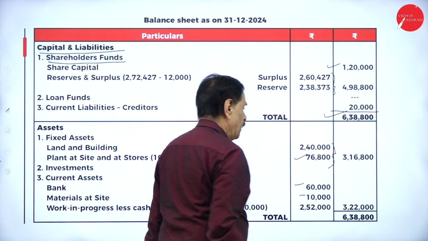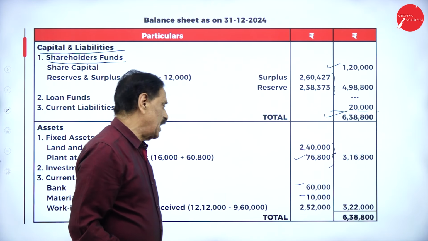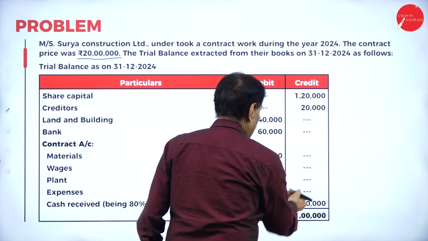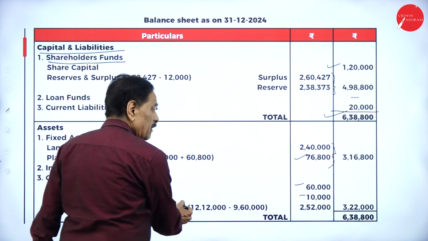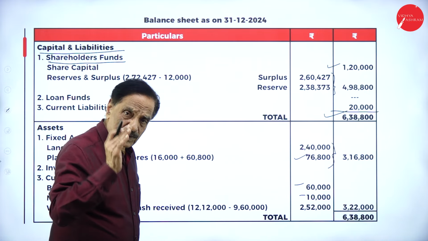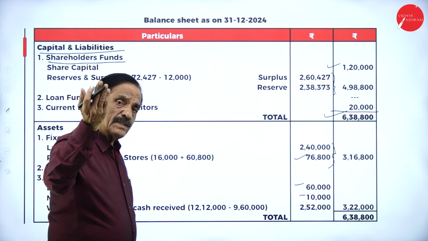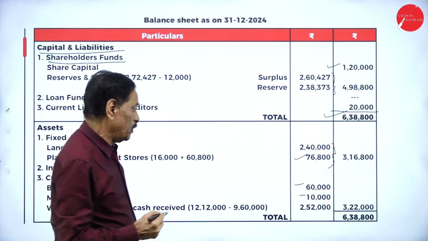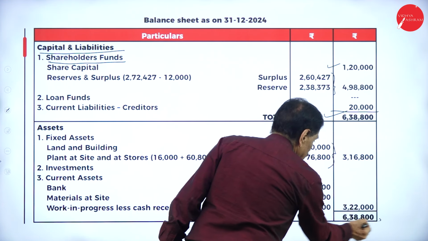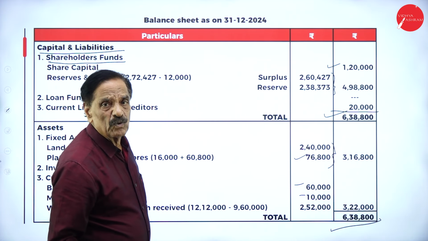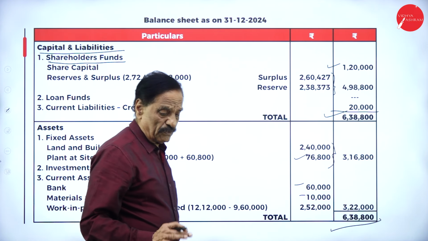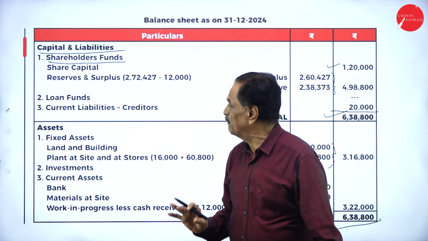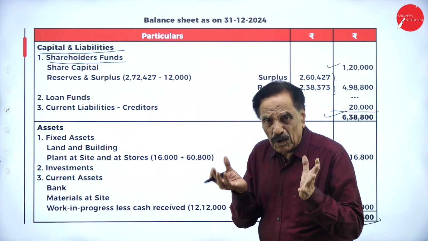So it will tally for 6,38,800. Here 9,60,000. Totally, what's the work in progress? Work certified, add work uncertified, minus cash received, 2,52,000. It will tally for 6,38,800. So it is a 15 marks question, very, very simple, but it should not be complicated.